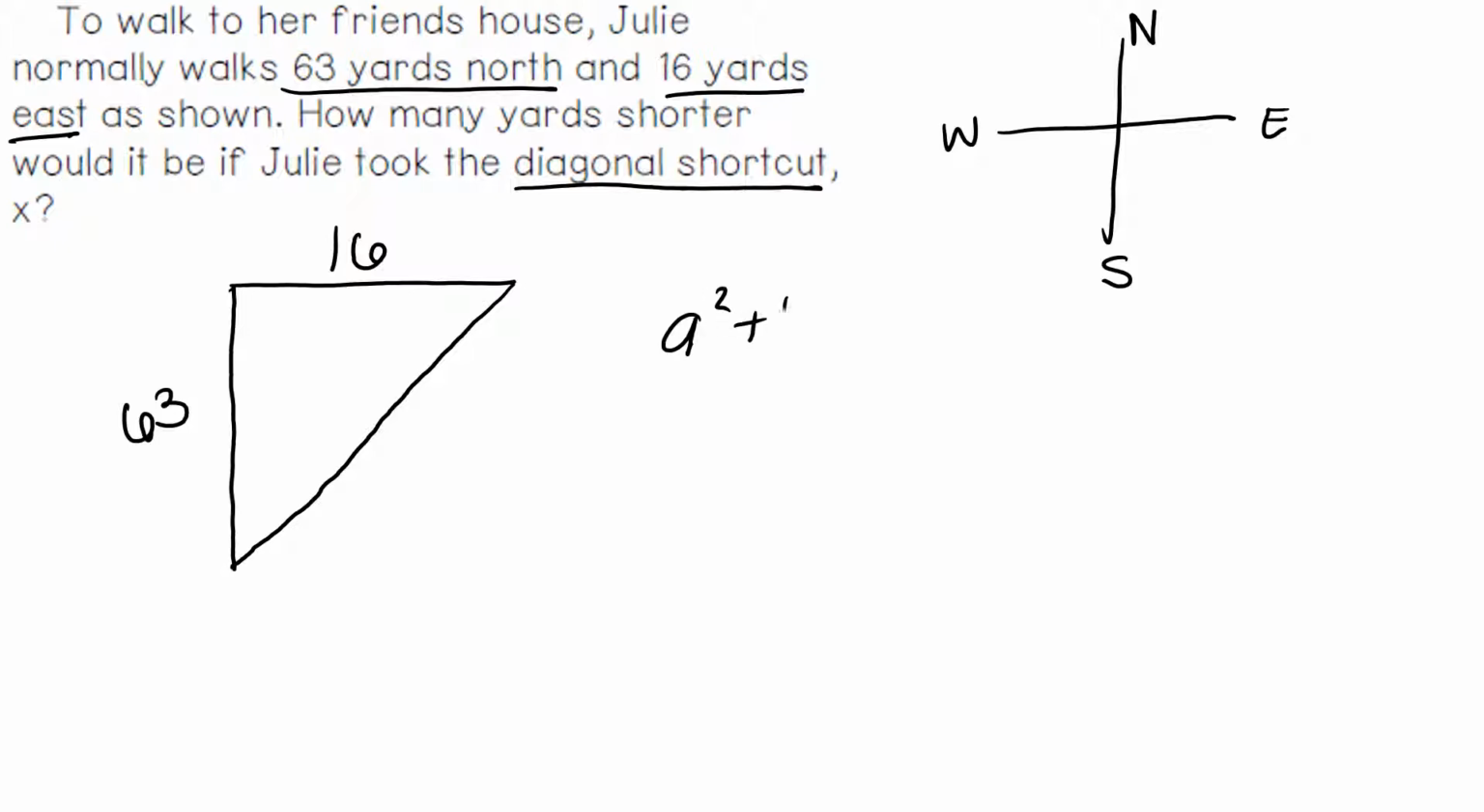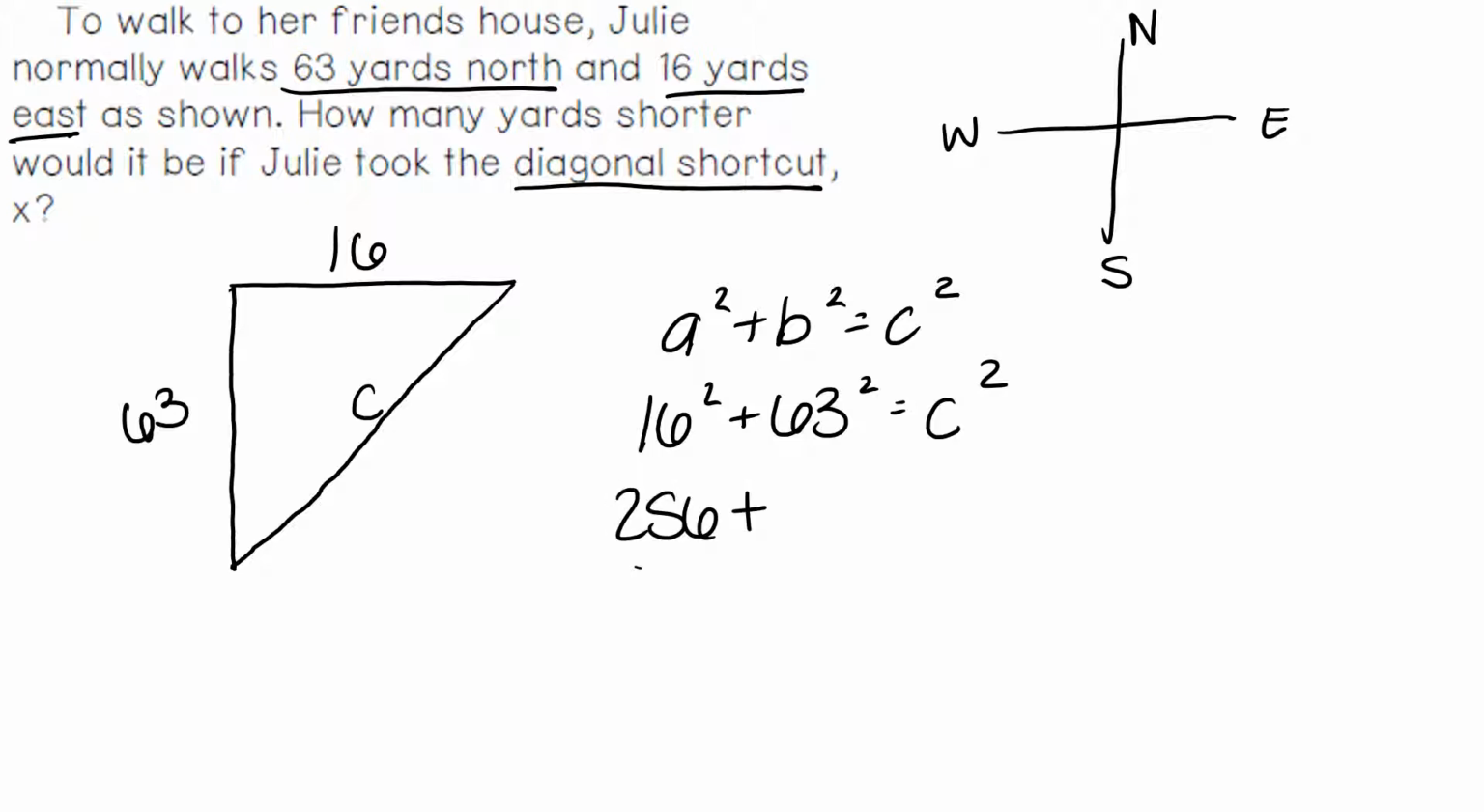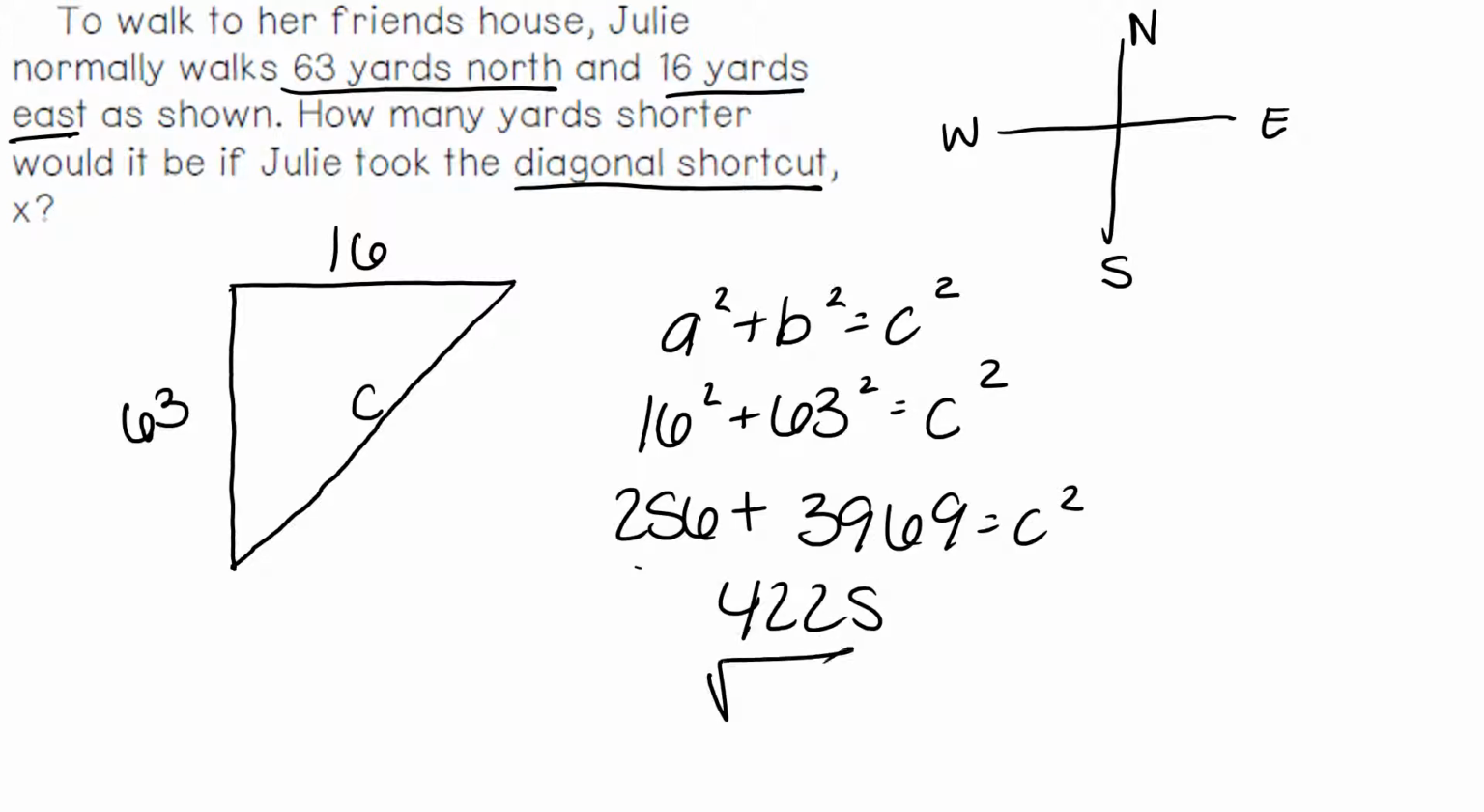To find the diagonal of a right triangle, we use the Pythagorean theorem. 16 and 63 are the legs, A and B. We're missing the diagonal C, the hypotenuse. 16 squared gives us 256. 63 squared gives us 3969. Add those together, and we get 4225. Last step of the Pythagorean theorem is to take the square root. The square root of 4225 is 65.